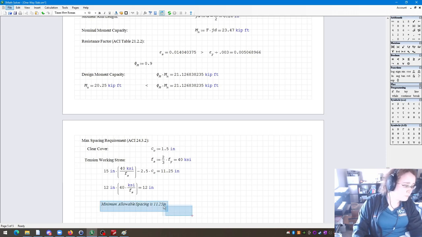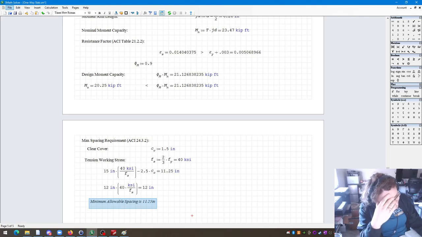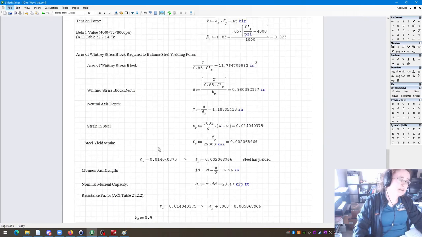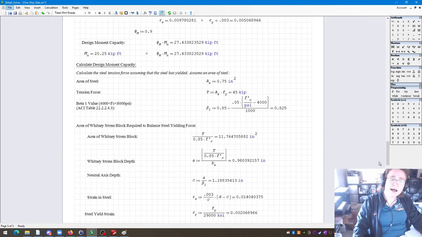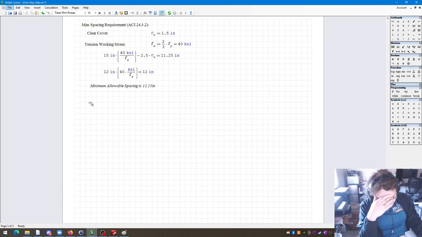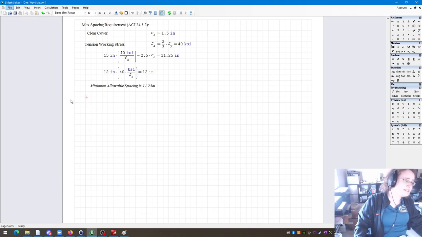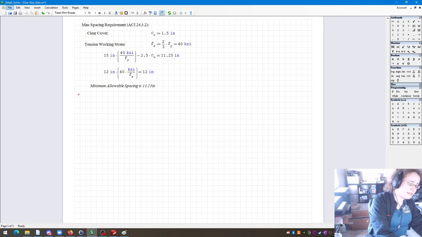Let's see here. So basically now we need to find a spacing and a bar size. A spacing that is somewhere less than 11.25 inches, and a bar size that will produce an average of 0.75 or greater square inches of steel per foot. So we need to assume a bar size. Let's fiddle with a few bar sizes and see where that gets us. So let's try various spacings and bar sizes.